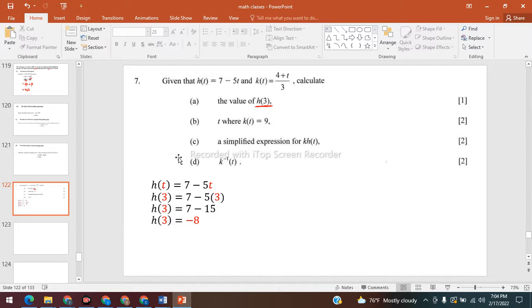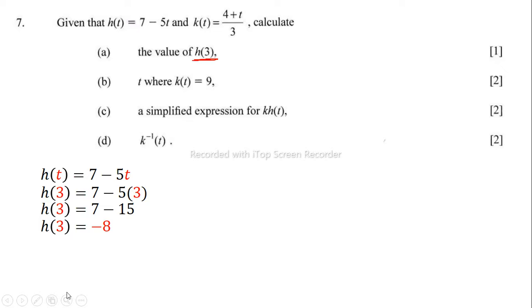We took our function h of t, and wherever we see t, we put 3, because they want h of 3. So it's going to be 7 minus 5 times 3, because we replaced the t with 3. 5 times 3 is 15, and so h of 3 is equal to negative 8.